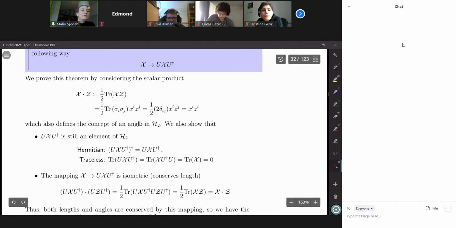So if we have u x u dagger, then this is still an element in H2 because we still have something that is Hermitian. Let's check. So we have u x u dagger, dagger. Daggering this whole object, we move this guy to the other side, and it becomes an additional dagger, that dagger. So dagger, dagger, that is no dagger, and we get this. And then we have x, and then we have u dagger from this guy. So obviously this is still Hermitian if this guy was Hermitian.